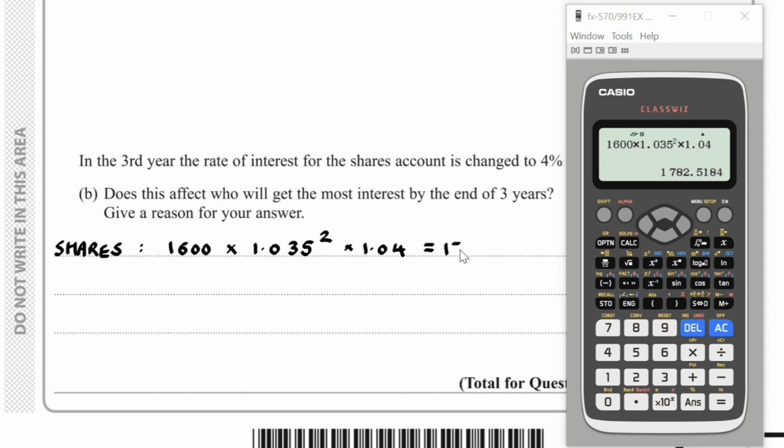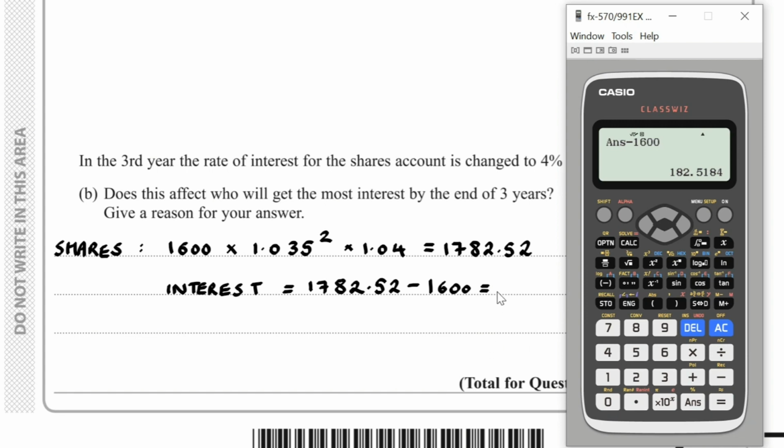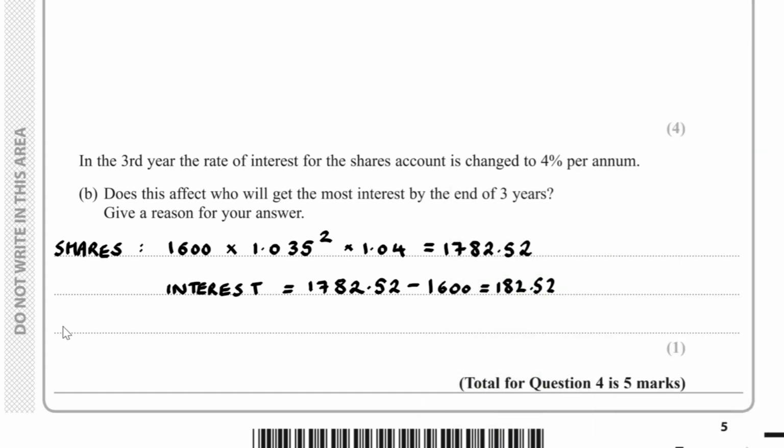it turns out we get 1,782.52, and so in this case the interest, that's equal to 1,782.52, subtract 1,600, which is 182.52. And does this affect who will get the most interest? Well, we can see then it's still Ben, and therefore it has no effect.